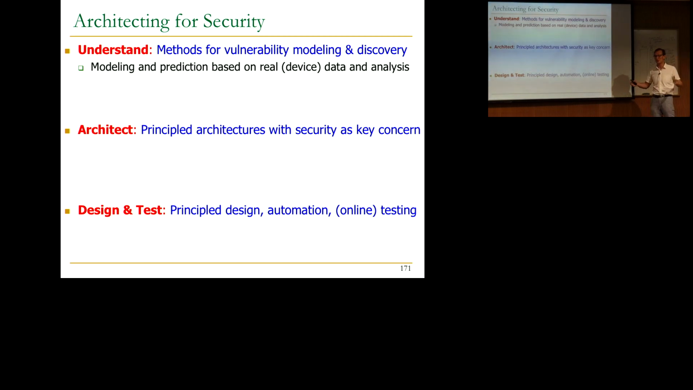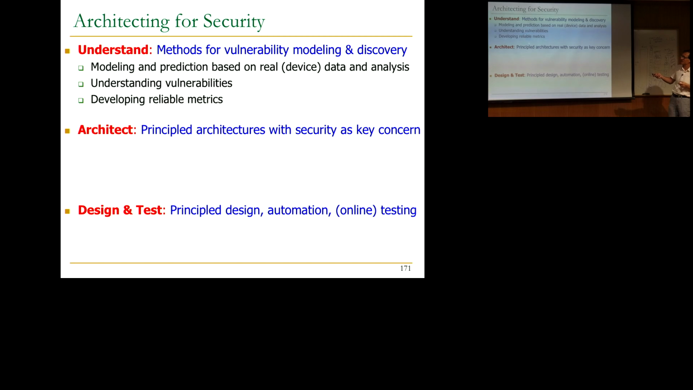So I think this has to be done with real device data and analysis. You should, of course, do circuit modeling, device modeling, but something like Rowhammer, I don't even know how to model it at the circuit level or device level. That model doesn't exist, basically. You have to really resort to real device data and analysis somehow. Basically, somehow we need to understand the vulnerabilities and develop reliable metrics.